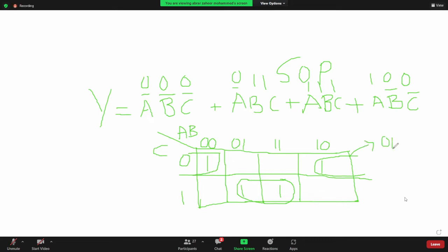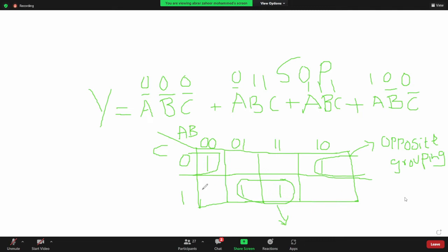This is known as the opposite grouping. This is one group and this is one group. So for this group, we have to write down the expression.